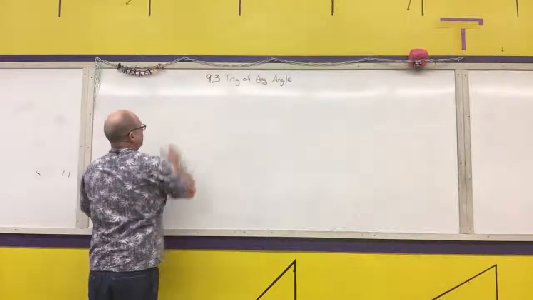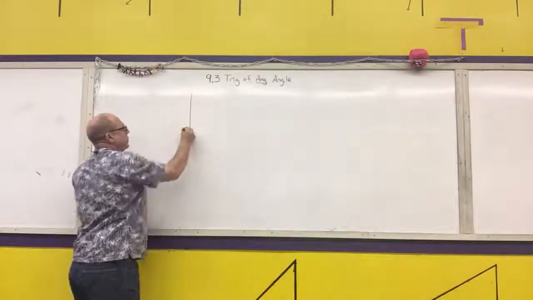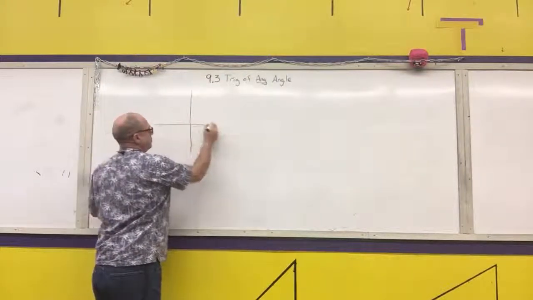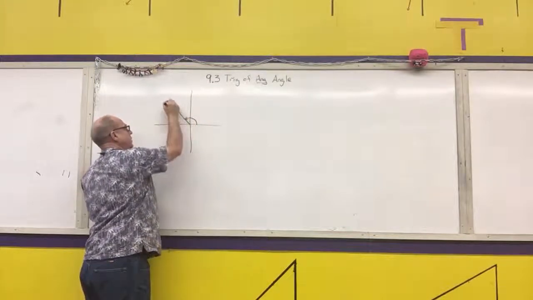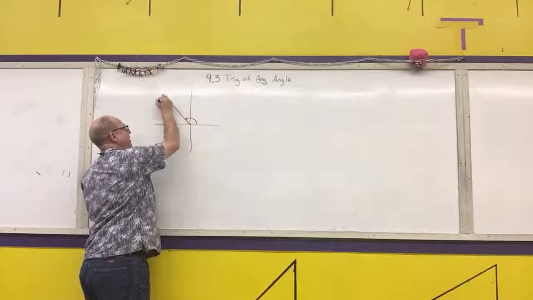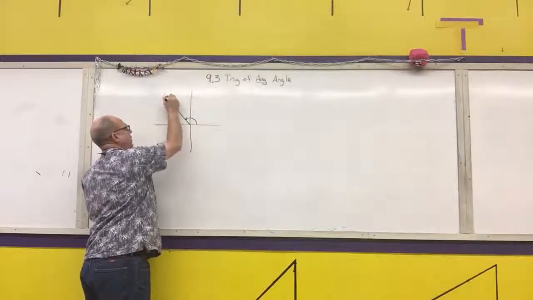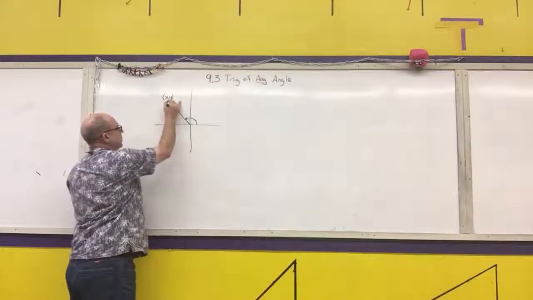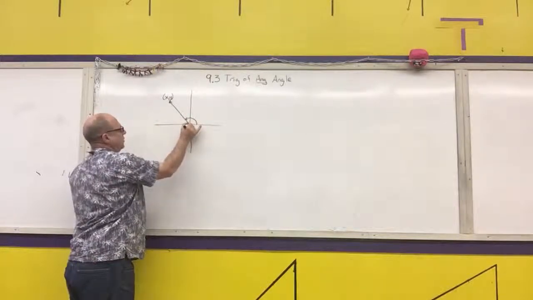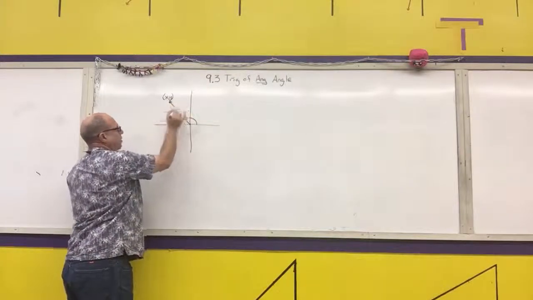So for trig functions of any angle, what I mean is an angle drawn in standard position where I have a set of x and y coordinates, and any point on that angle where I can determine the length between the origin and that point, I'm going to call r.